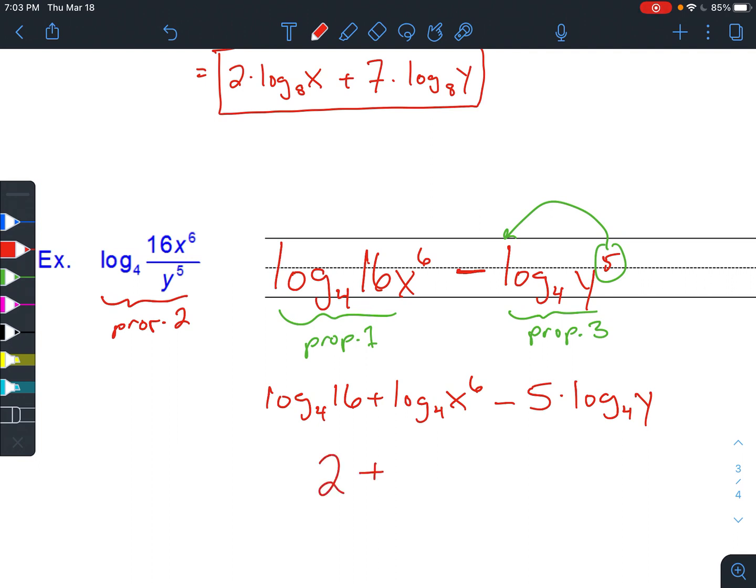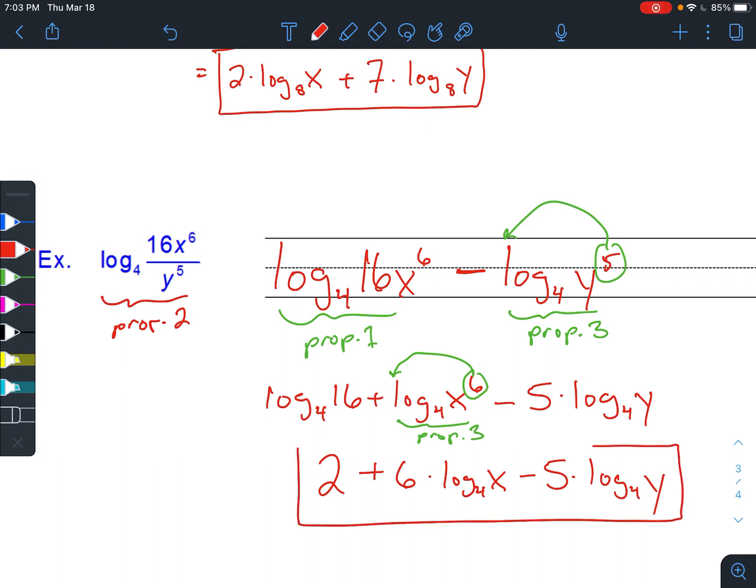All right, plus. Now here I've got property number 3 working again. I didn't leave myself enough room to write it. But anyway, there's property 3, so that 6 can get ripped off of the x and thrown in front of the log. So that becomes 6 times log base 4 of x. And again, as I said earlier, that last term was kind of already done. So 5 times log base 4 of y comes on down, and that would be our final answer there.